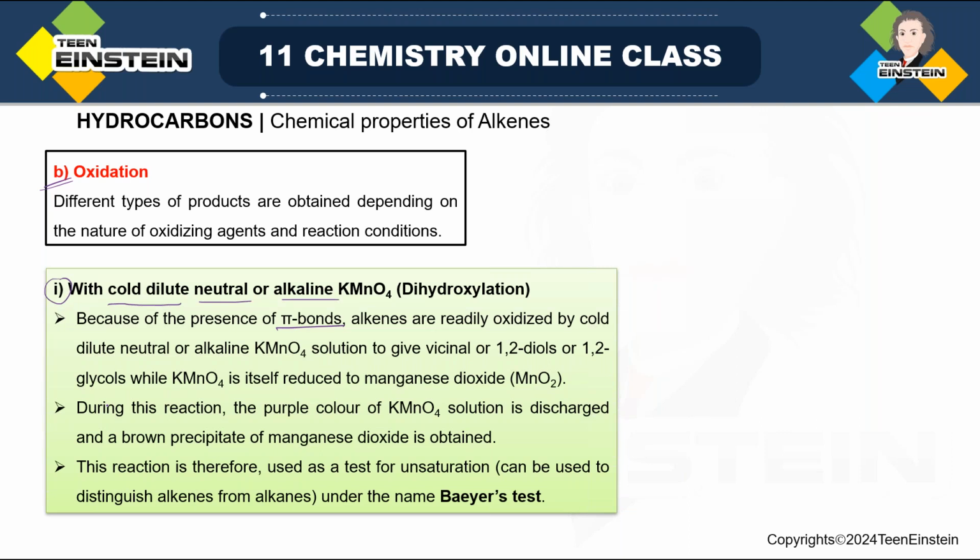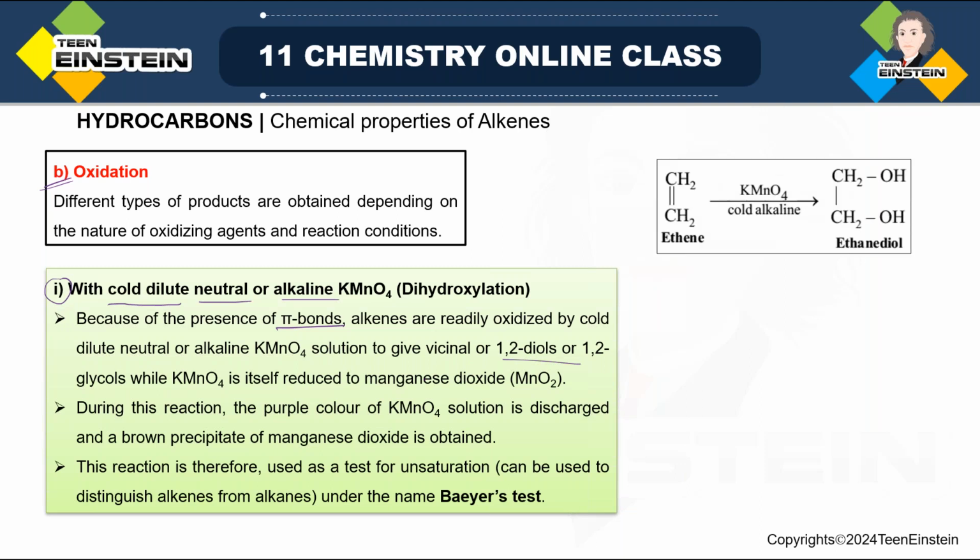So what will happen here? In presence of this type of KMnO4 solution, the pi bond will be broken, and in that place you will get 2 new OH groups added to these 2 carbon atoms of the C=C double bond. And this is called 1,2-diol, because the position of these 2 OH groups is at 1 position and 2 position. Okay. So this is the reaction you can see here.